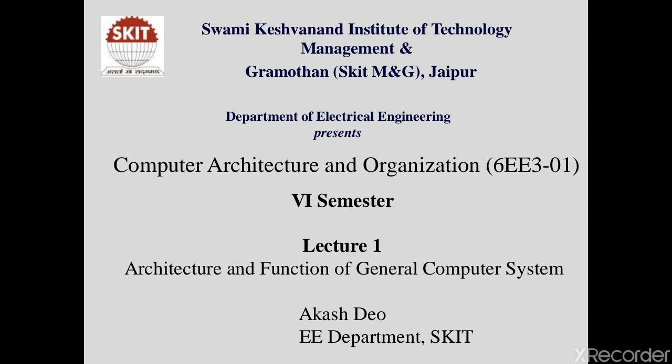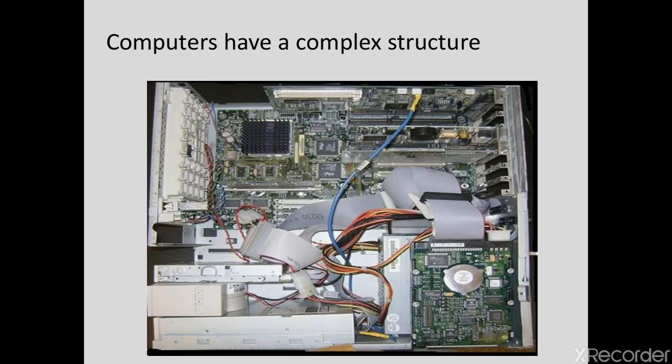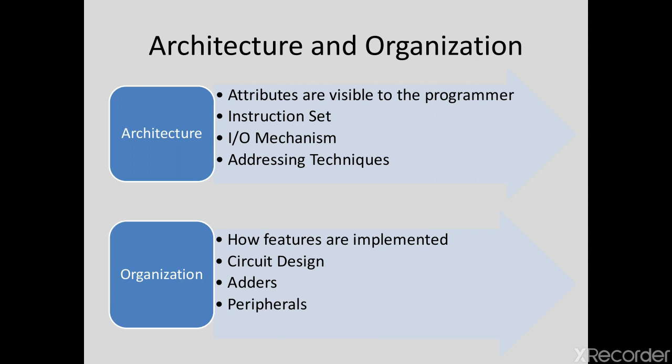Today we are going to discuss the architecture and function of a general computer system. So if we open the cabinet of a CPU, this is the complex circuitry and its interconnection that appears. In order to build this complex circuitry, there is some basics which involves the architecture and organization of the computer system. So let us discuss the architecture and organization.